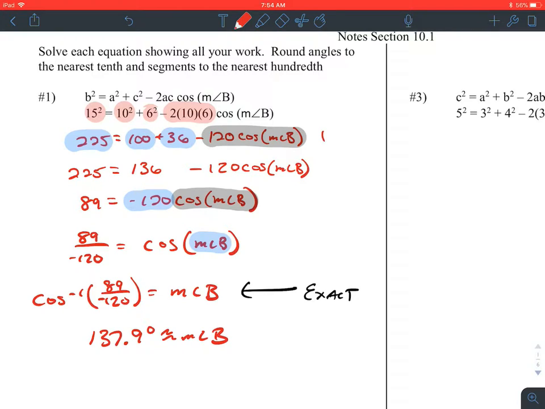There are 1, 2, 3, 4, 5, 6 steps. Could you do it in less? No. Can you do it in more? If you want to. This requires 6 steps to do these problems, minimum. Let's check out number 2.